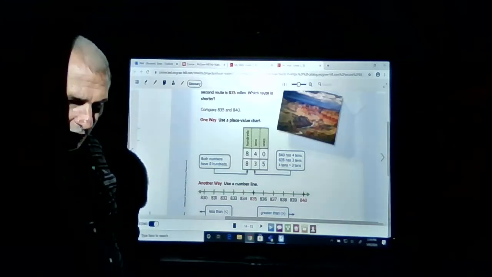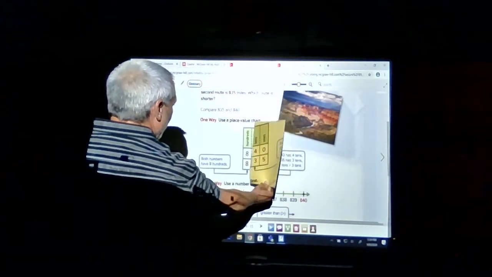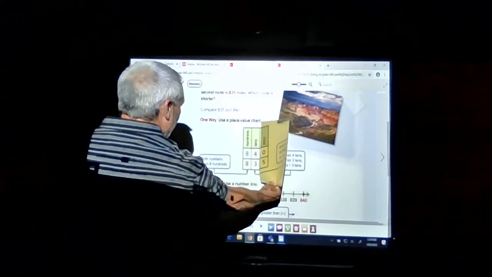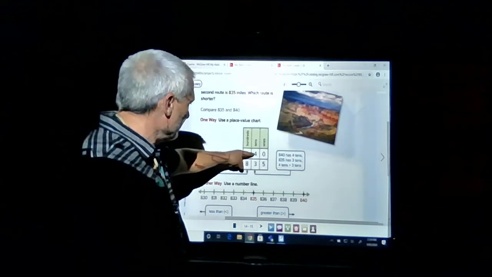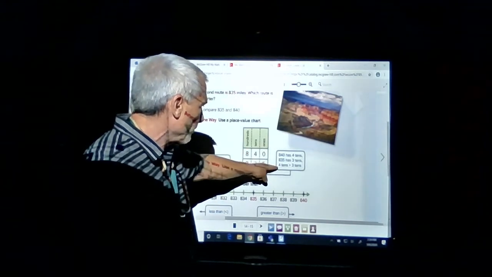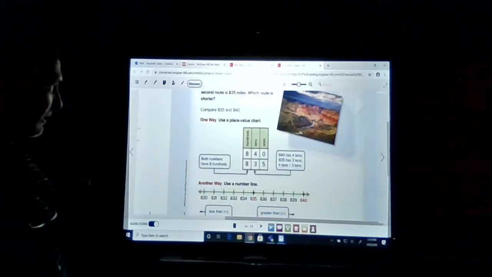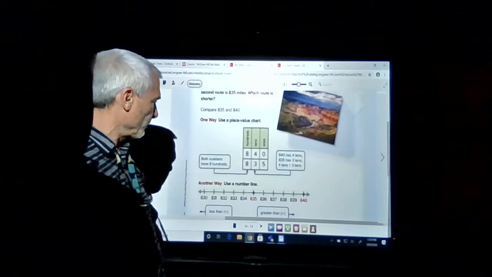Sometimes it's kind of nice just to cover that. That's what I like to tell kids. Cover and look at the hundreds first. Slide it over, look at the tens, especially if there's 3 numbers. In the tens, there's a 4 and a 3, so the 4 is the largest, and we know 4 tens is greater than 3. Therefore, 840 is greater than 835.